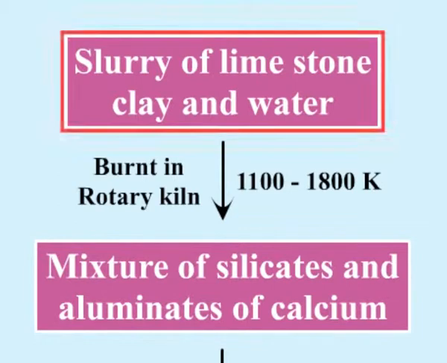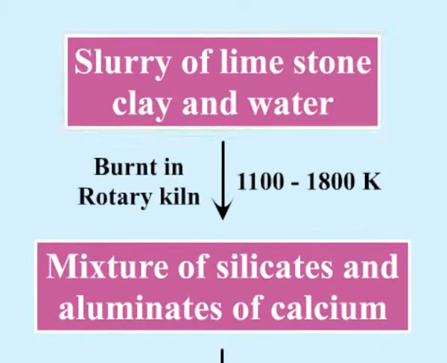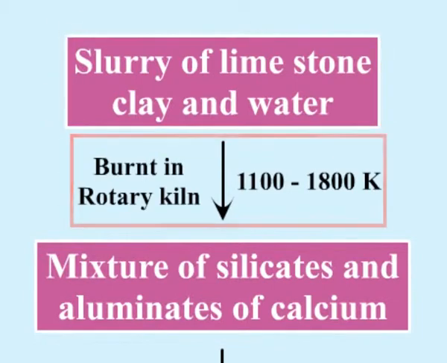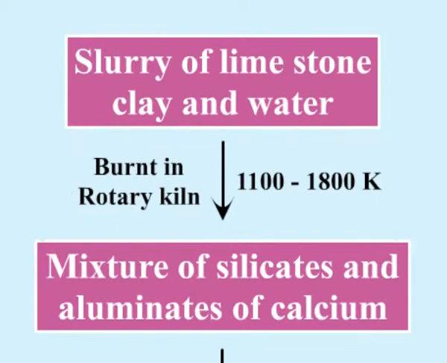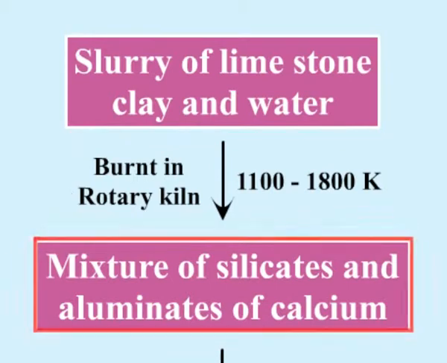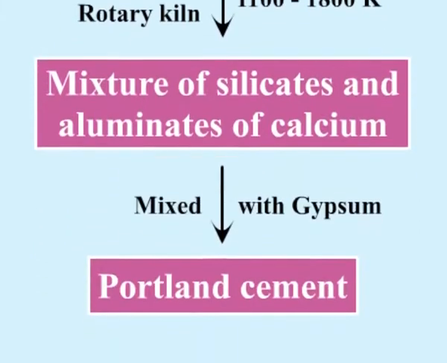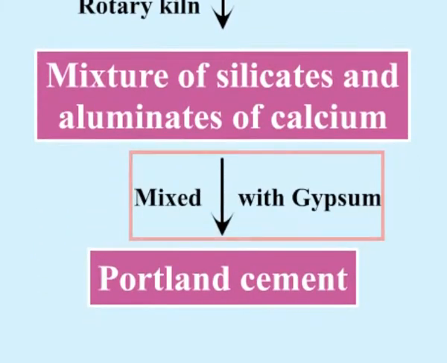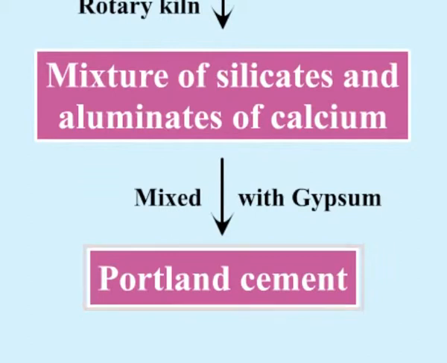A slurry of limestone, clay and water is made, which is burnt in a rotary kiln at 1100 to 1800 Kelvin. A mixture of silicates and aluminates of calcium is formed. This mixture is then mixed with gypsum. The result is Portland cement.